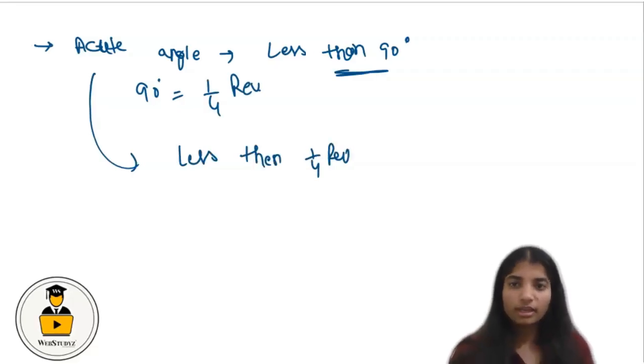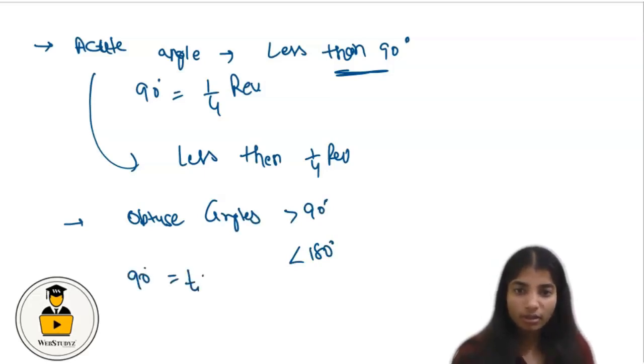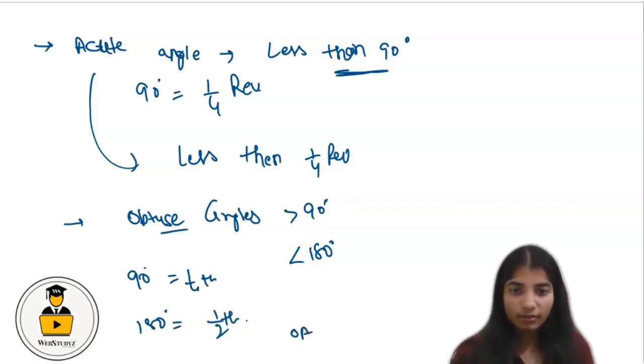Now next, we are considering the obtuse angles. Obtuse angles are greater than 90 degrees but less than 180 degrees. We know that for 90 degrees the revolution is 1/4 and for 180 degrees the revolution is half. So in case of an obtuse angle we can say that it will lie between 1/4 and half of a revolution.